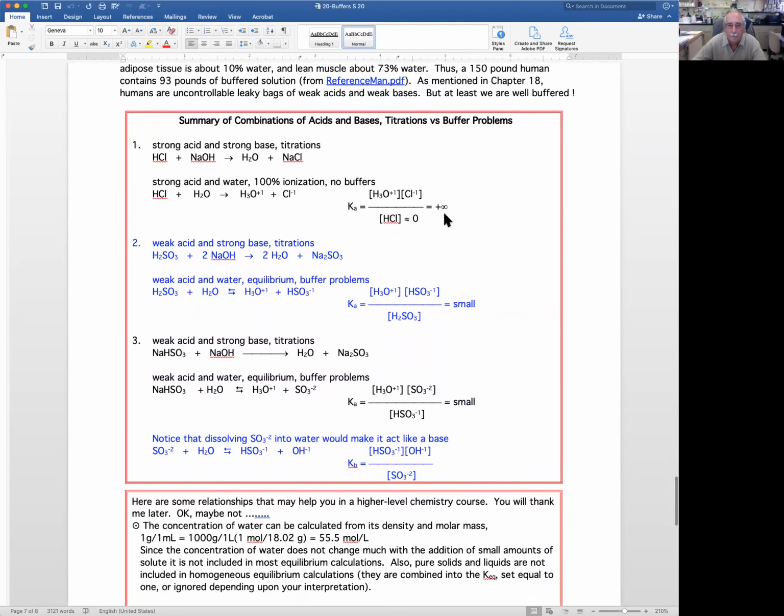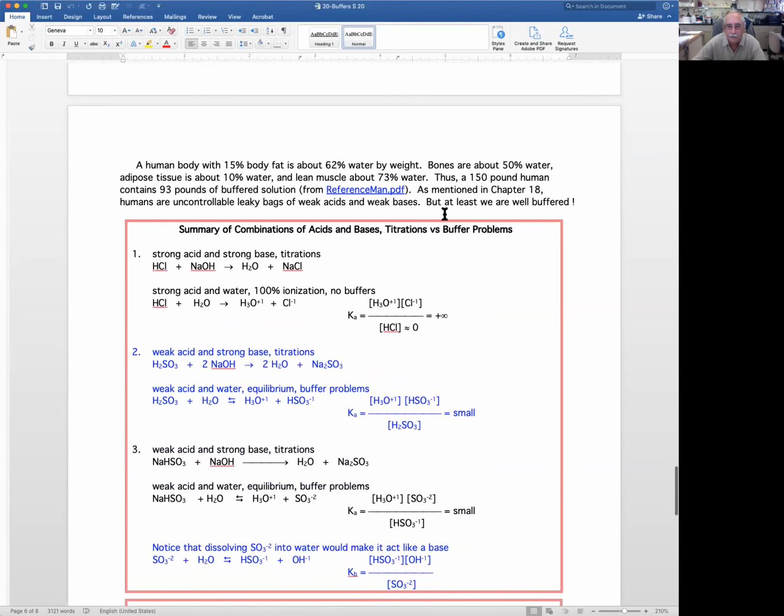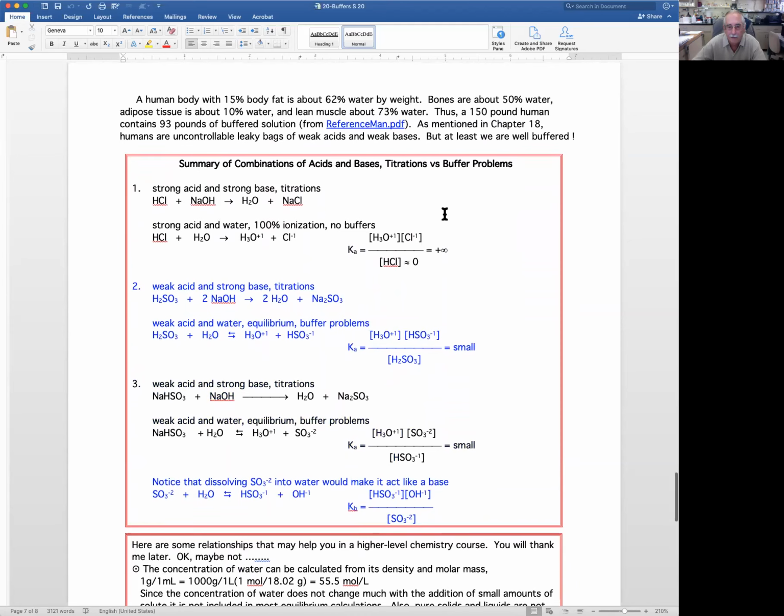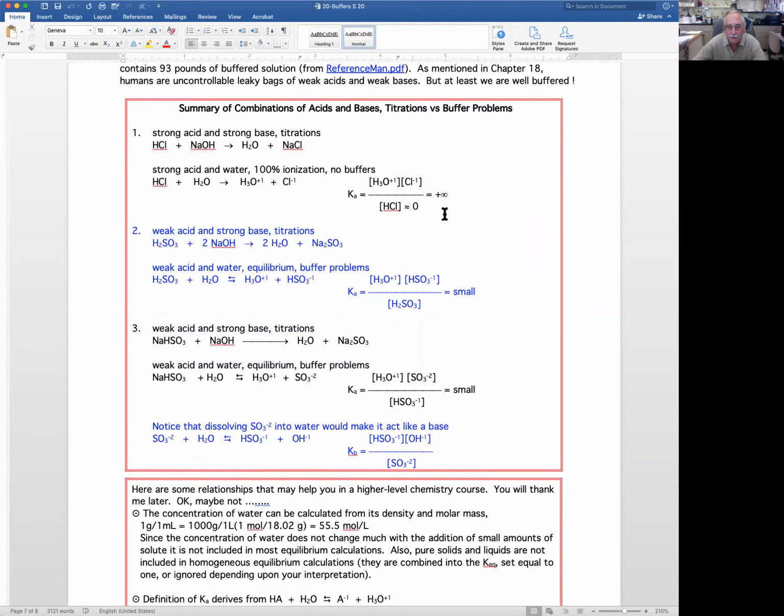So then, that's the end. Really, it's only 6 pages in chapter 20. But I put a couple of things here that might be helpful if you take another chemistry course.